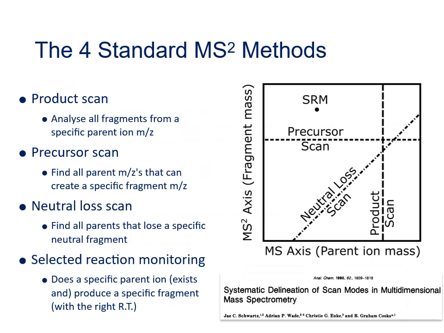So to recap, there's generally accepted to be 4 standard methods of tandem mass spectrometry experiment. In the product scan, you're trying to analyze all the fragment ions coming from a specific parent ion mass. In the precursor scan, you're trying to find all the parent ions that can create a specific fragment ion. In the neutral loss scan, you're trying to find all parent ions that can lose a specific neutral fragment.